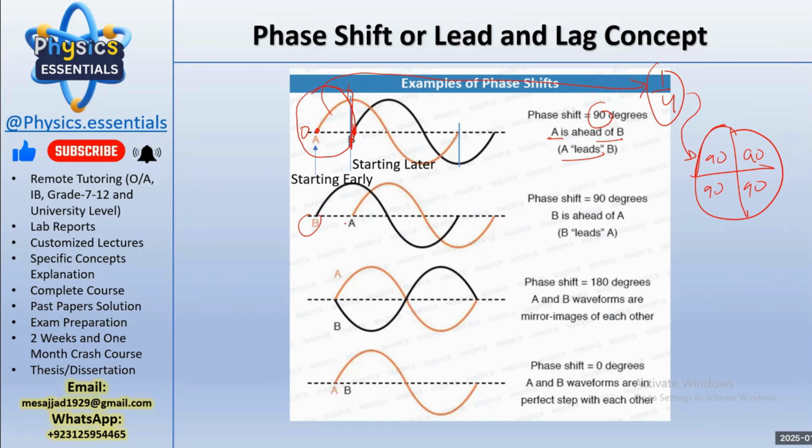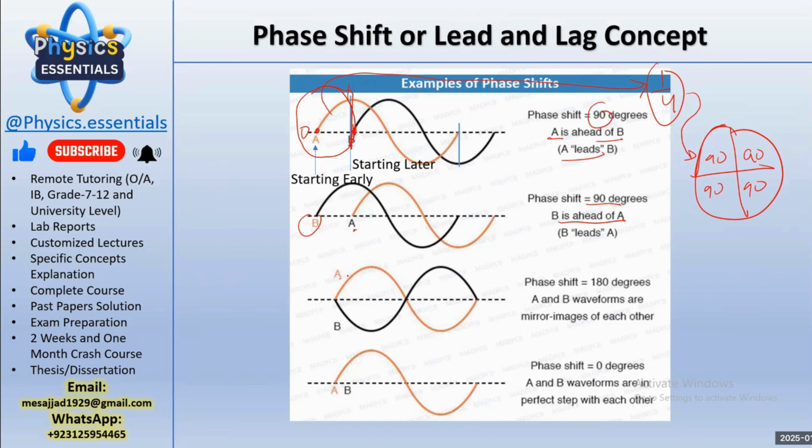Similarly in here, B is starting first, A is starting later. So we will say that B is ahead of A, or in other words, A is lagging B by 90, or B is leading A by 90. A is lagging B by 90, or B is leading A by 90. Okay, I hope you understand the concept. This is called phase shift.